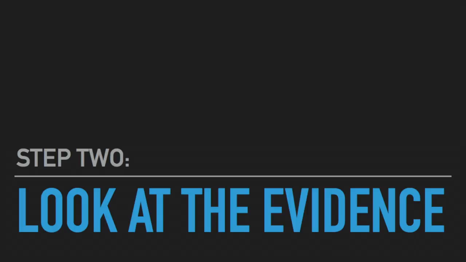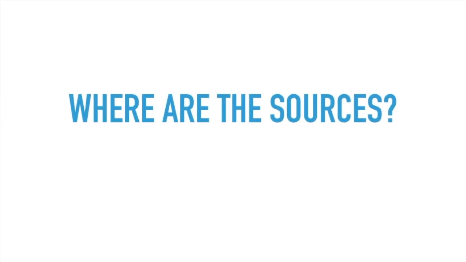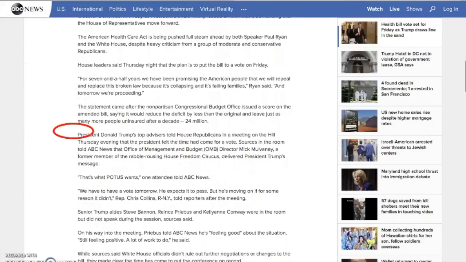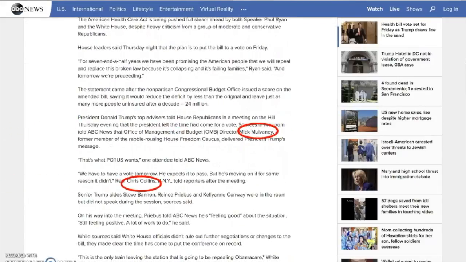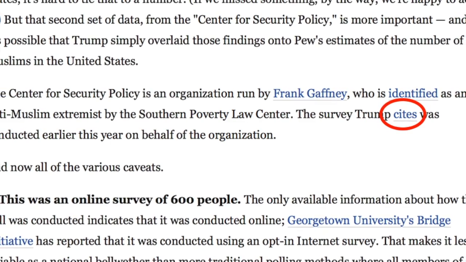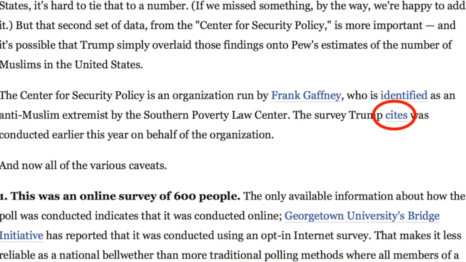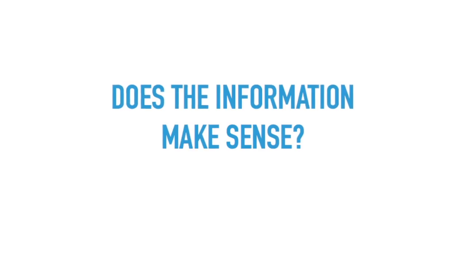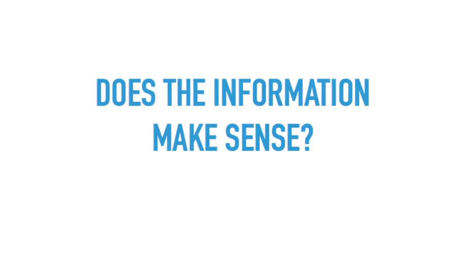Step 2. Look at the evidence. Unreliable news articles will often exclude the sources of where they get their information from. The source should be clearly visible. Also, does the article provide an expert analysis? Credible articles should include links or other methods to easily access the studies and statistics that are referenced in the article. Finally, is the information that's being provided logical?